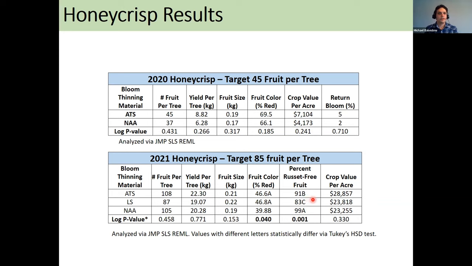And so when we look at the fruit quality of fruit size and fruit color and pair that with the amount of russet-free fruit, we were able to develop a relative crop value per acre. And we found no statistical difference, but I think it is interesting to point out that our estimated crop value per acre for the ATS treated fruit came out to about 28,800, while the lime sulfur and the NAA at bloom came out to about 23,000-24,000. So not statistically different, but still in my mind, a noticeable difference when we look at the numbers.